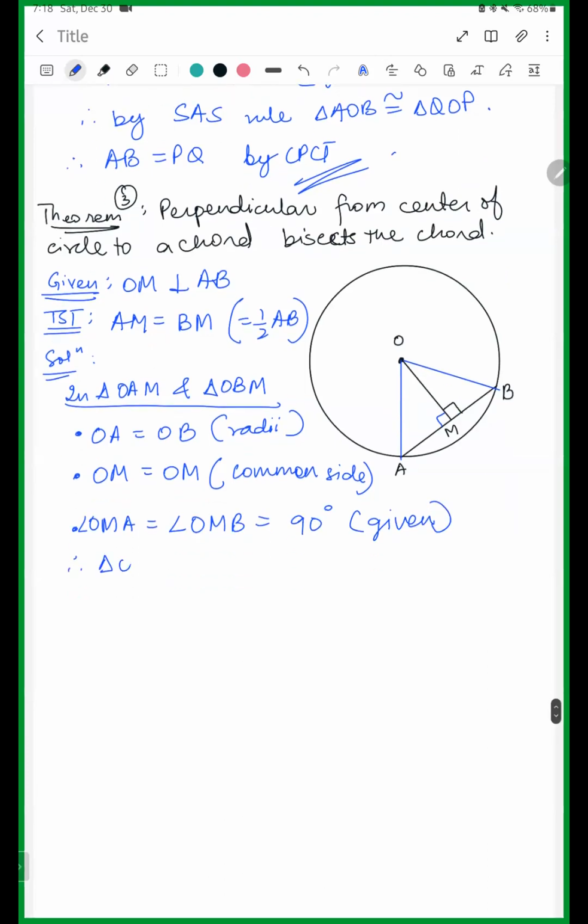Therefore, triangle OAM is congruent to triangle OBM by which rule? By which rule? RHS. Yes, very good. R, right, is this one, right angle. Hypotenuse is this one. And one of the sides is this one. So RHS. By RHS rule. Therefore, AM is equal to BM by CPCT. Hence, we are done.